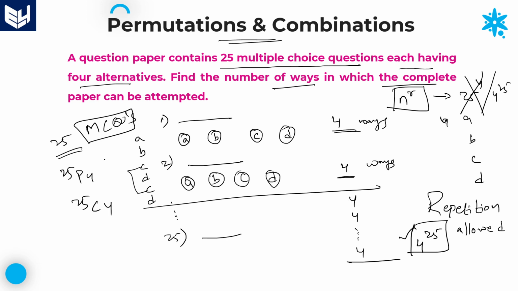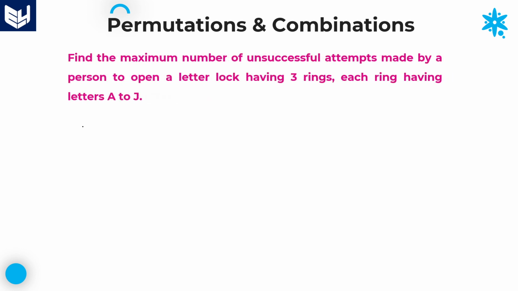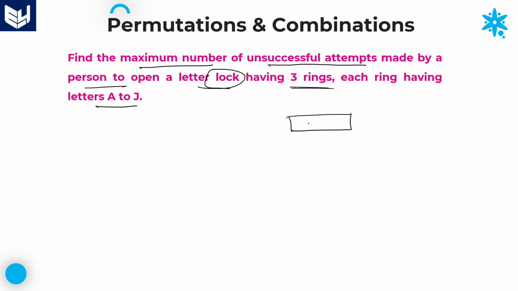Let's move on to the next question. See here. Find the maximum number of unsuccessful attempts made by a person to open a letter lock having 3 rings, each ring having the letters from A to J. Here there is a letter lock which is having 3 rings. A letter lock is nothing but like a password. It is like a password to your mobile phone.